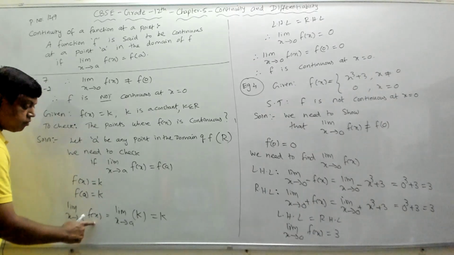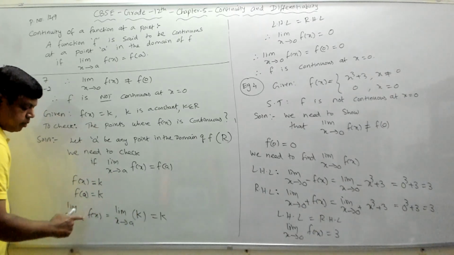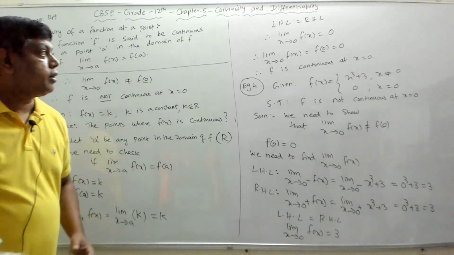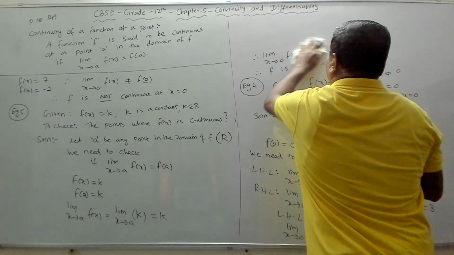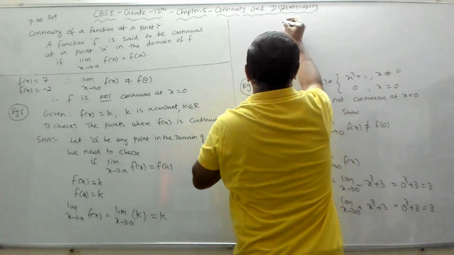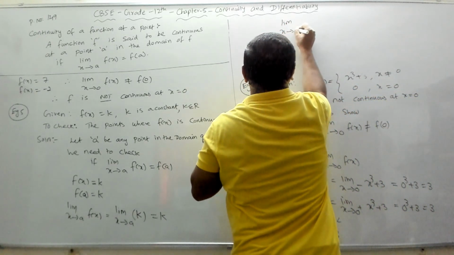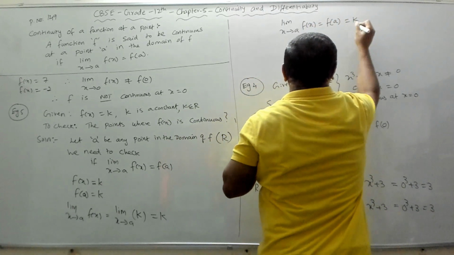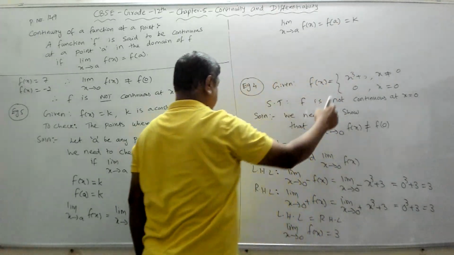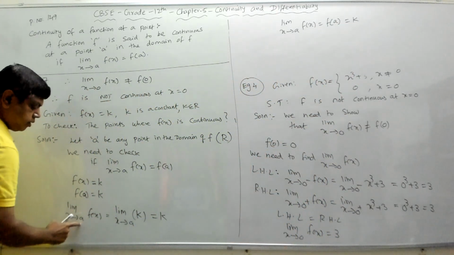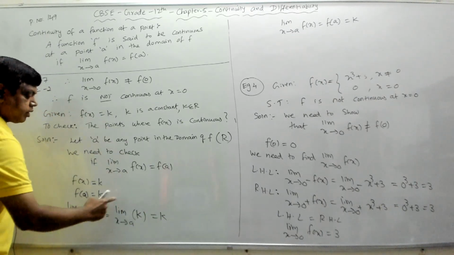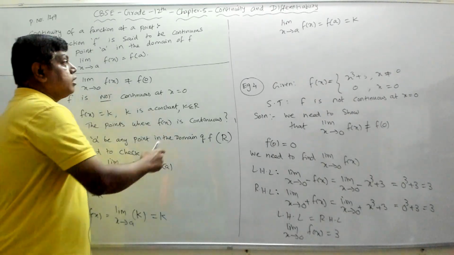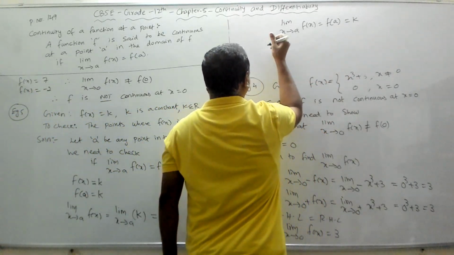So limit x goes to a, f of x is also k. So f of a is also k. Both are matching. So I'll write here what we have got finally: limit x goes to a, f of x is equal to f of a, and both are equal to k. Limit x goes to a, f of x is k, and f of a is also k. So these two are matching. Therefore, we have proved this part.